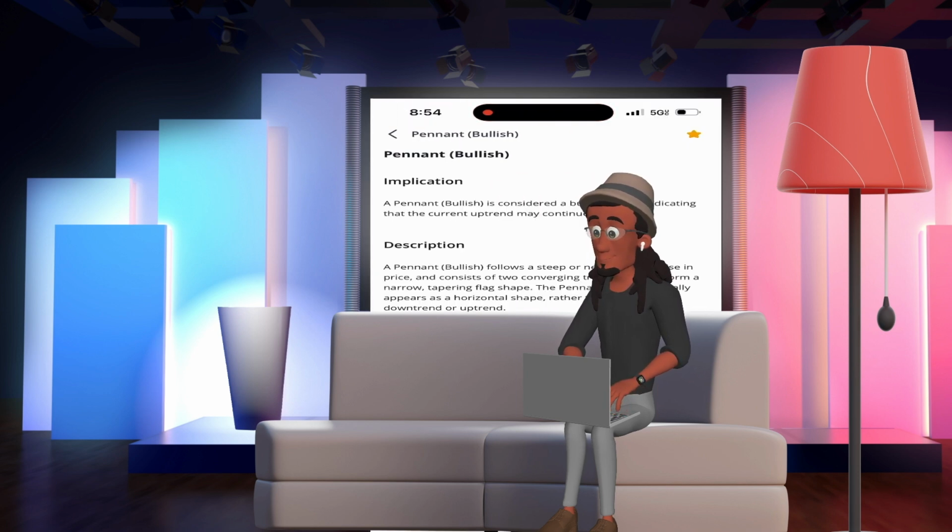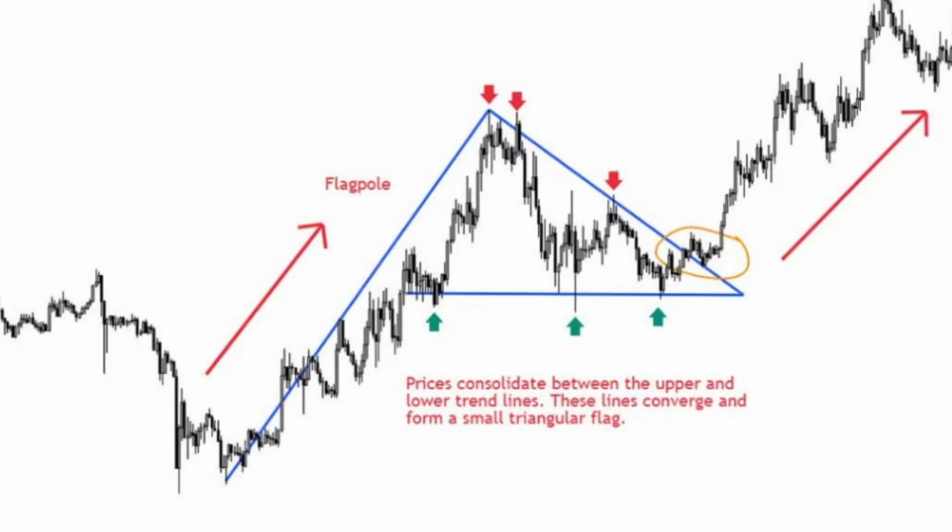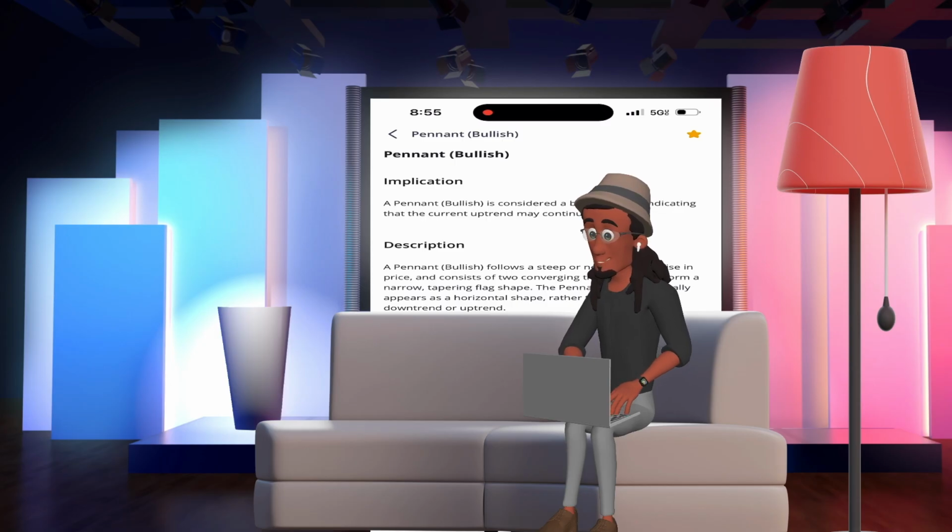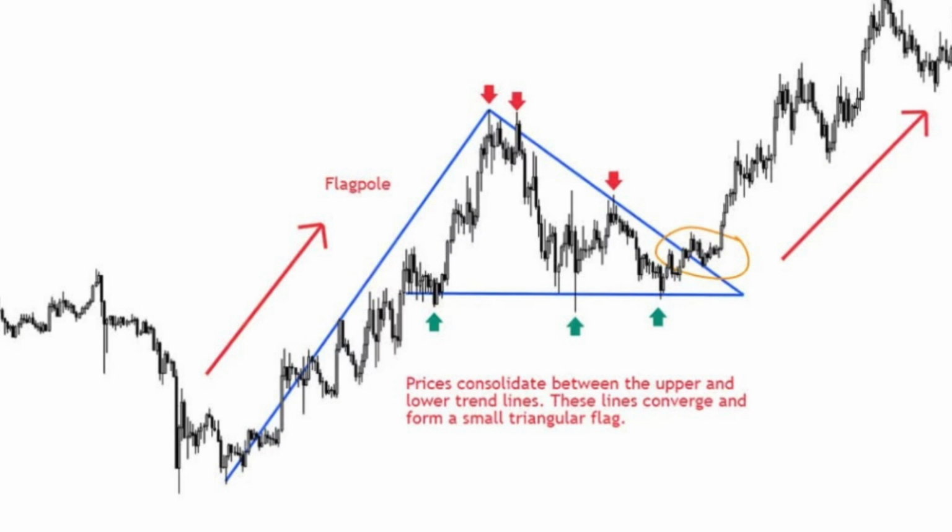A pennant follows a steep or nearly vertical rise in price and consists of two converging trend lines that form a narrow tapering flag shape. The pennant shape generally appears as a horizontal shape rather than one with a downtrend or an uptrend. Apart from its shape, the pennant is similar in all respects to the flag. The pennant is also similar to the symmetrical triangle or wedge continuation patterns. However, the pennant is typically shorter in duration and flies horizontally.